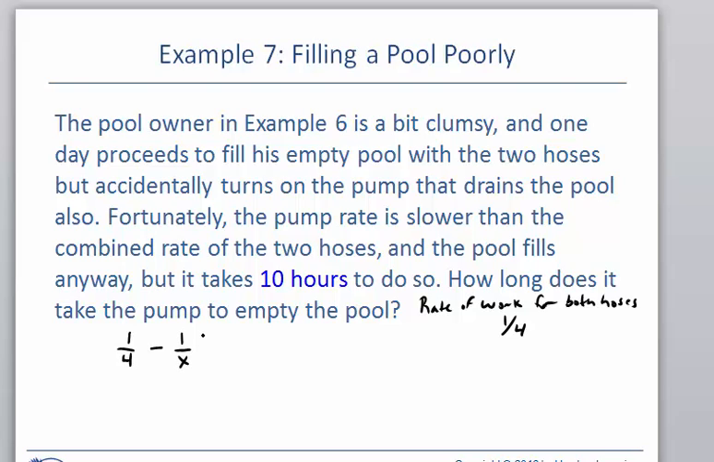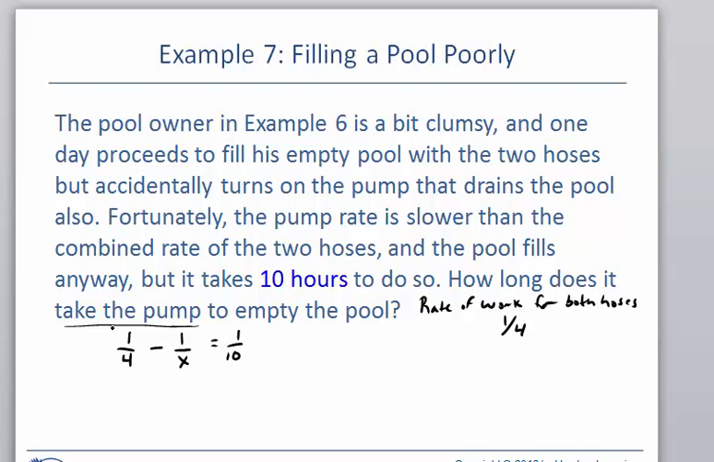Now, we do not know how long it takes the pump to empty the pool. That's what we're looking at in our question, so that's why we're using an x here. So the 2 hoses putting water in, the pump taking water out, and we know that the pool fills in 10 hours, so we're going to put that in as a 1 over 10. Make sure that makes sense to you. The 2 hoses going in, the pump pulling water out, it takes 10 hours for the pool to fill up. And so again, we have an expression now that we can solve for x.